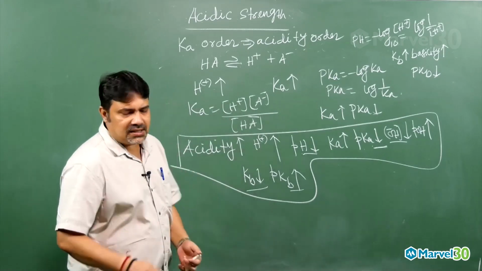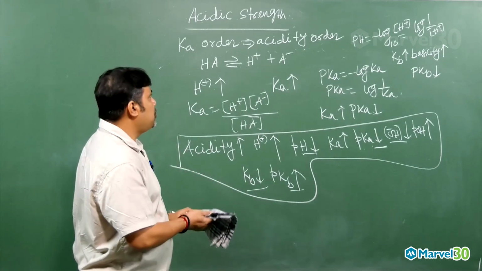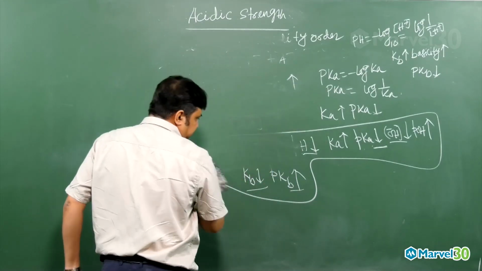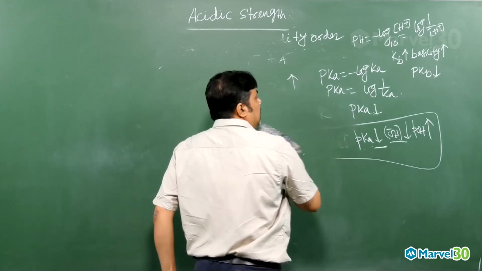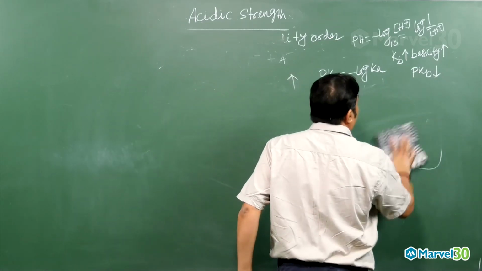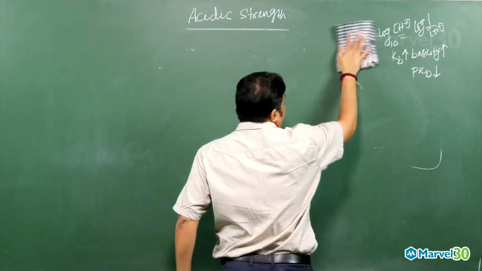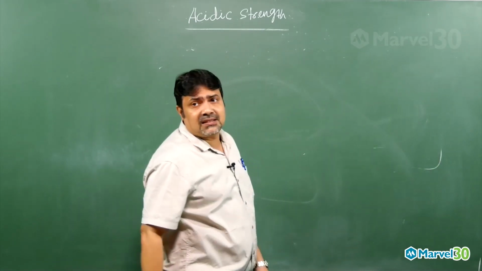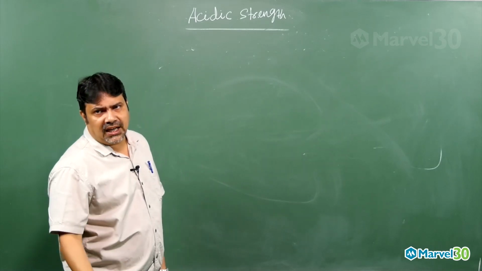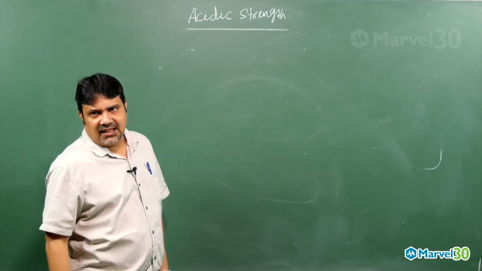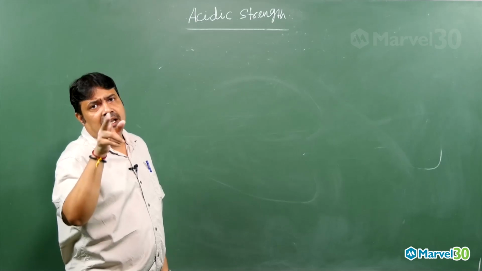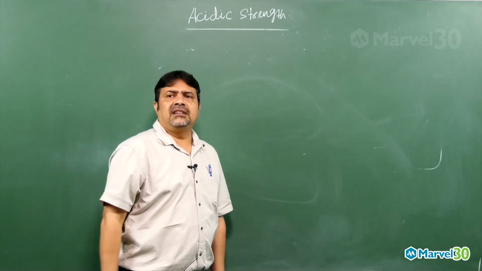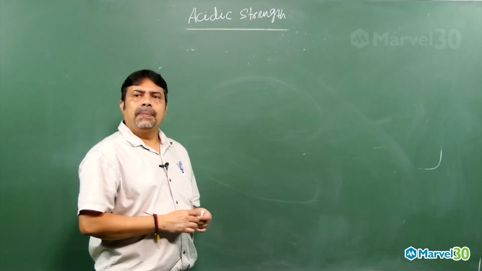Once you understand this idea, then we are going to explain the acidic strength. Generally you have to remember that an aromatic acid always has a stronger acidity compared to an aliphatic acid. The exception is formic acid. Formic acid is a stronger acid compared to benzoic acid, and benzoic acid is a stronger acid compared to acetic acid. This exception you have to remember.